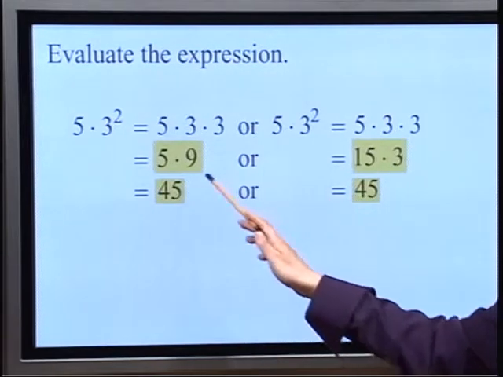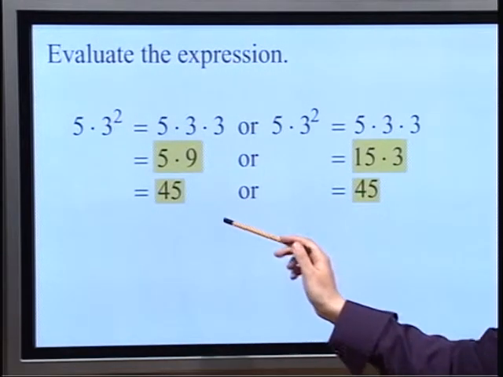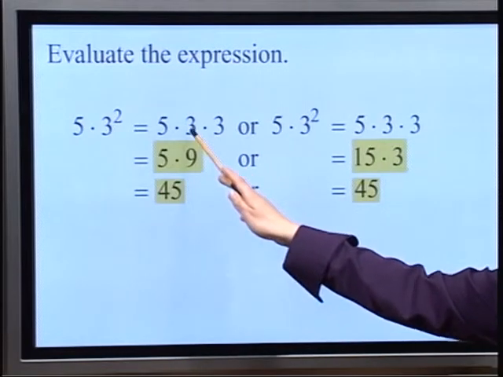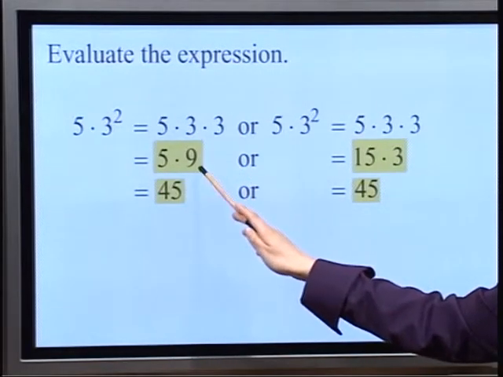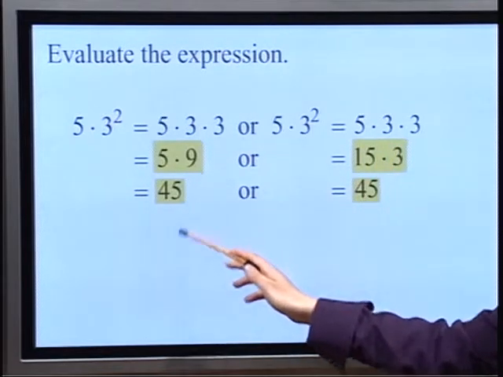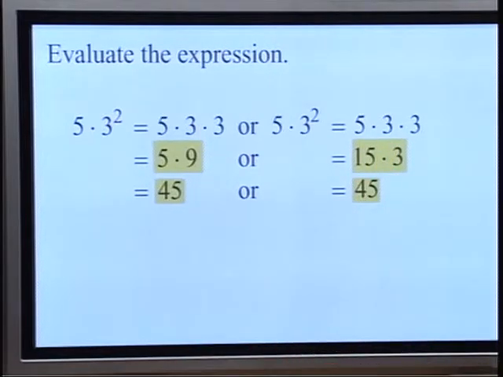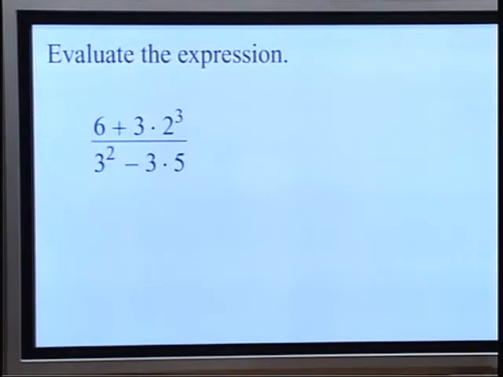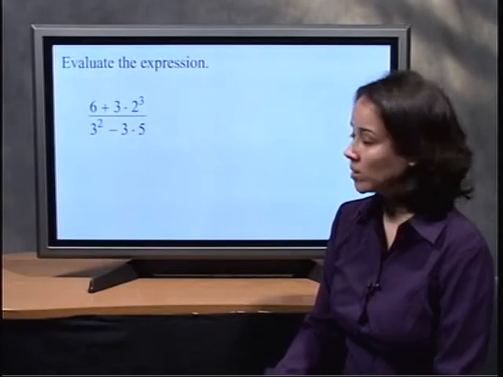So what we're doing here is just giving an example of the associative property. It doesn't matter if we multiply the second and third factors first or the first and second factors first, we still get the same result because multiplication is associative. So our result is 45. And let's try a more complex expression.